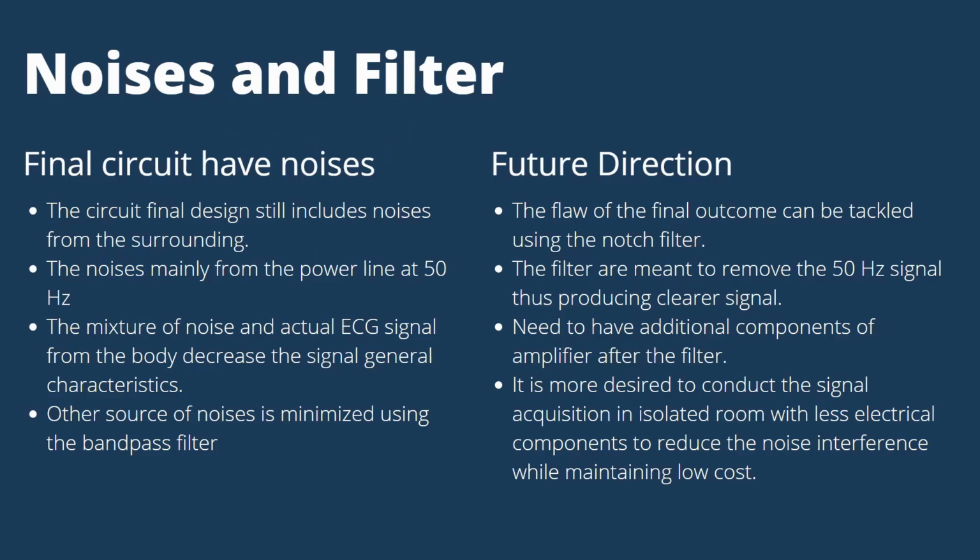If we proceed with the 50 hertz removal, we also need to include an amplifier after the notch filter, since we remove quite a portion of the ECG signal. If we amplify it, it will become clearer. I think the weakness of our circuit is that we don't have a way to remove the 50 hertz noise, even though we know about it, but we did not manage to tackle it. As for future direction, of course, we can include the filter design. We already came across the design, and we think we can pull it through if given more time.